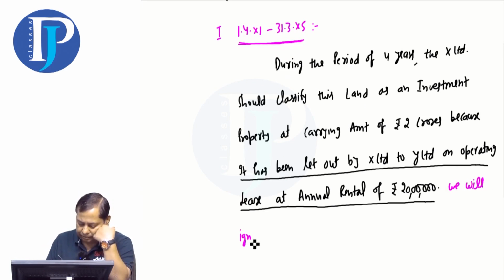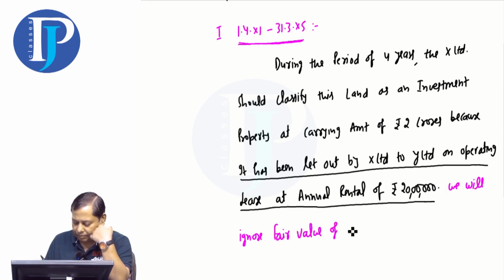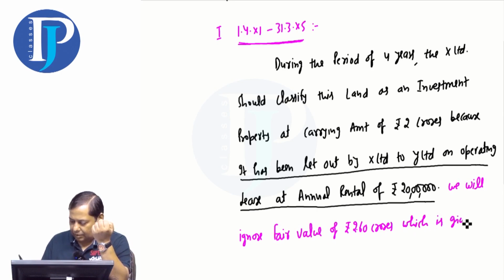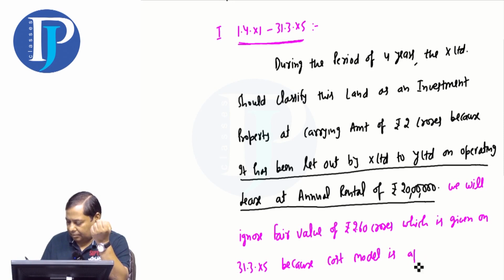We will ignore the fair value of rupees 2 crore 60 lakh, 2.6 crore, which is given on 31st March X5, because the cost model is applied.